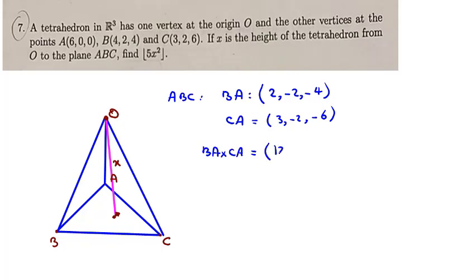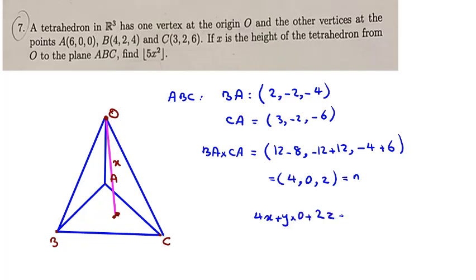It will be 12 minus this 8. For this one, it will be negative 12 plus 12. And the last one is what? For this one, negative 4 plus 6. Okay. It will be what? It will be 4, 0, 2. So we can say it is n dot. If you want to find the equation, you say this dot xyz equals 0. So 4x plus y times 0 plus 2z plus k equal to 0. So 4x plus 2z plus k equal to 0.